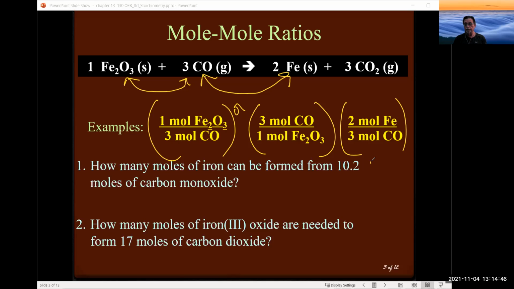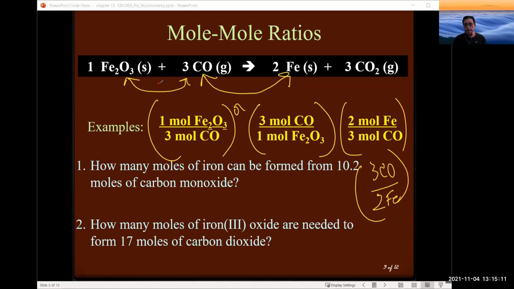So it would be 3 COs over 2 iron. Okay, and that's between that. Now, I can continue and go with the other relationships and actually create even more relationships, because each relationship has 2 ratios written in 1 or 2 ways, right? And so this is between the 2 reactants, right?